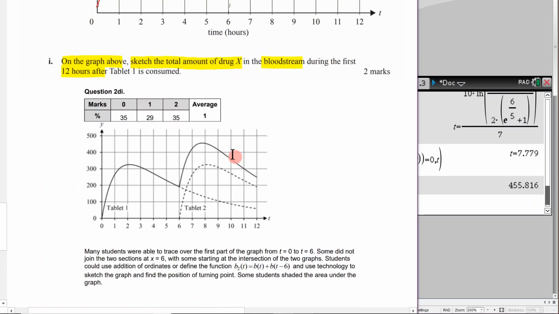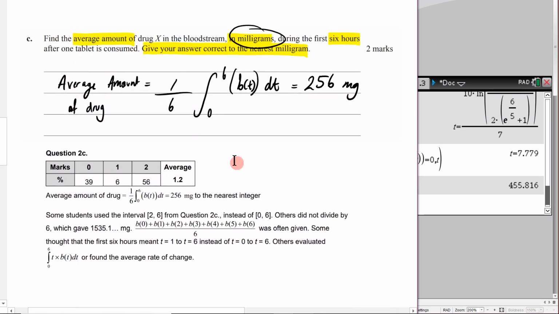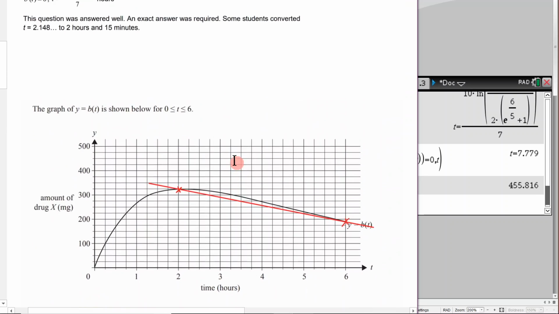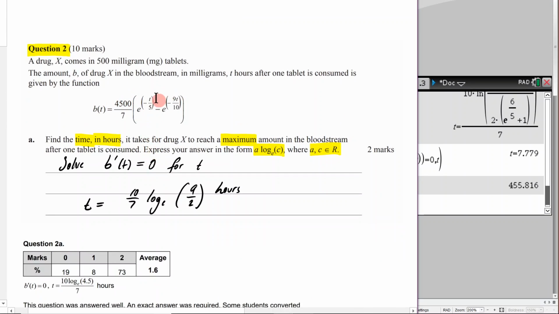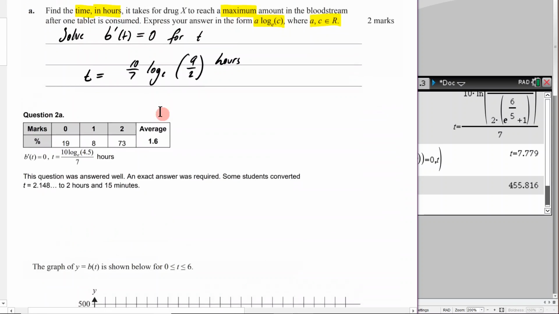But overall, this was a reasonable question. I think what made it seem difficult is that it's very ugly. So don't be afraid of things that look like that. Read the question, figure out what it's asking of you, and don't be thrown if things aren't pretty.